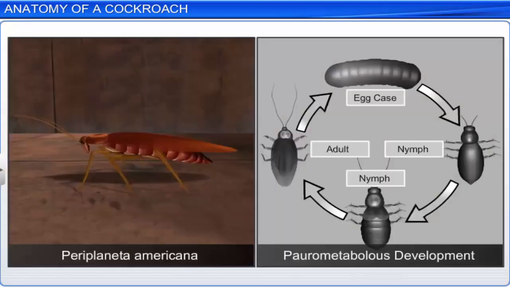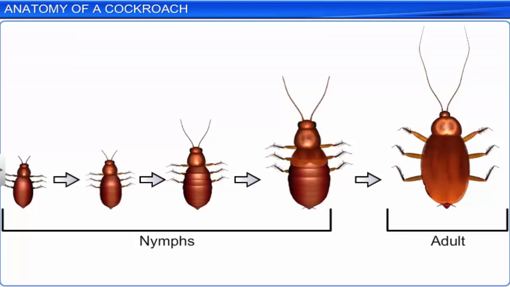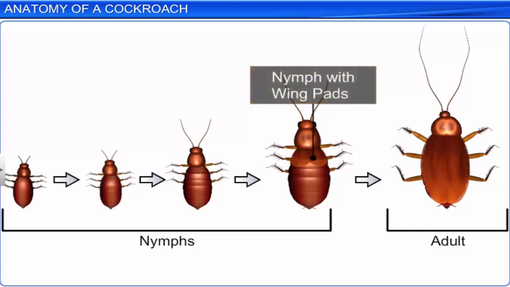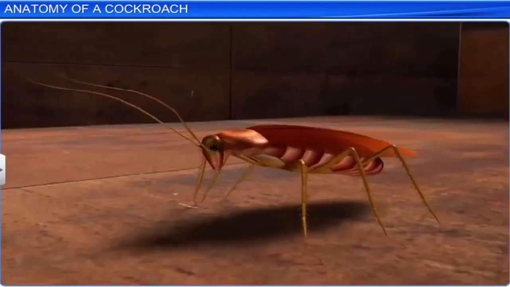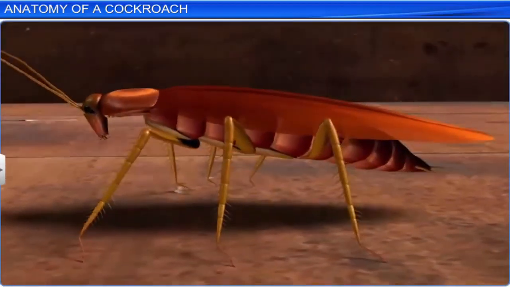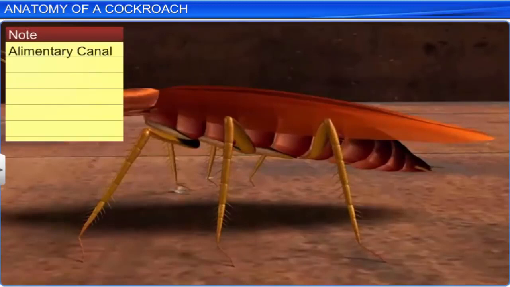Interestingly, in Periplaneta americana, the development of the insect is paurometabolous, which means that development takes place through the nymphal stage. A nymph looks quite similar to an adult, and it molts around 13 times before it turns into an adult. Though the second last nymphal stage has wing pads, only adult cockroaches have wings. We've just studied the anatomical features of a cockroach, such as the alimentary canal and the blood vascular, excretory, nervous, and reproductive systems.